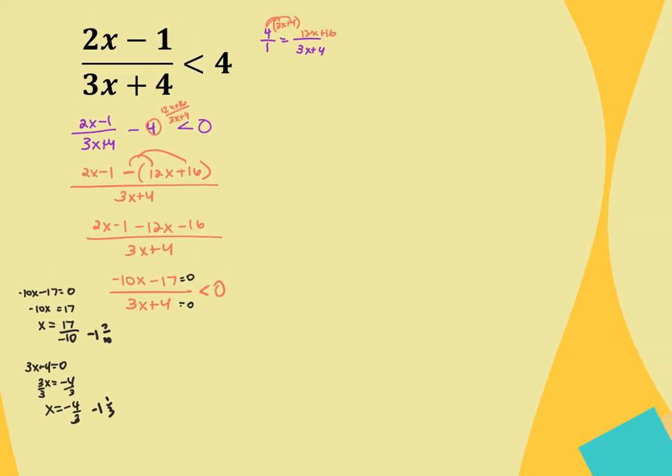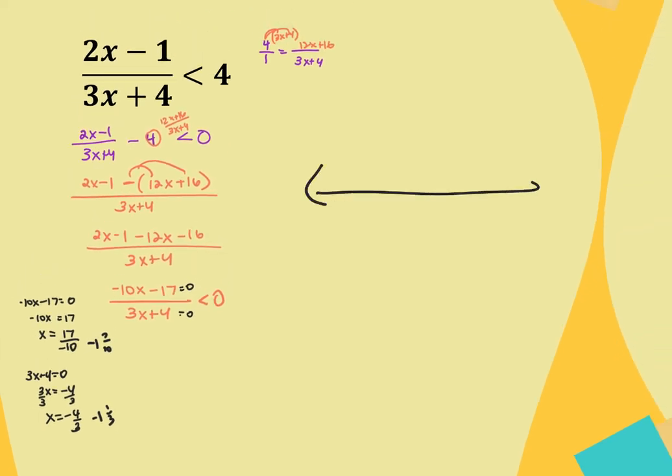Which one's smaller? Other way around. If it was positive, yes. If it's negative, the other way around, right? -17/10 would be less than -4/3. So this -17/10 goes here. -4/3 goes here.